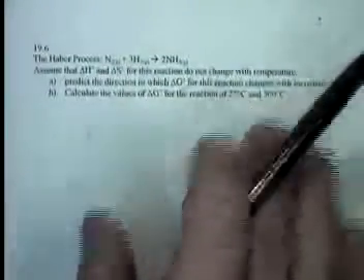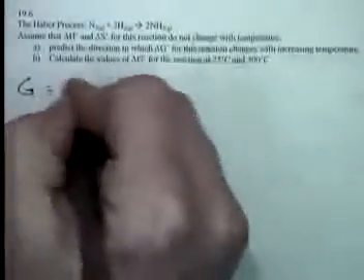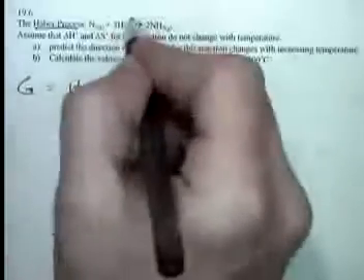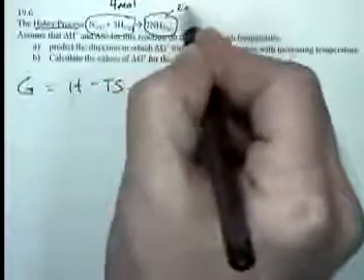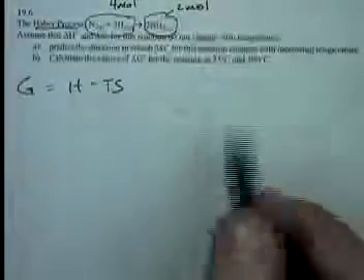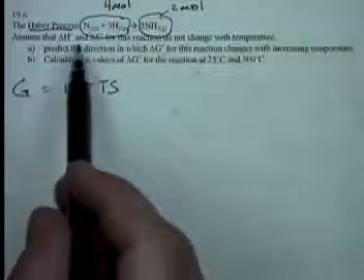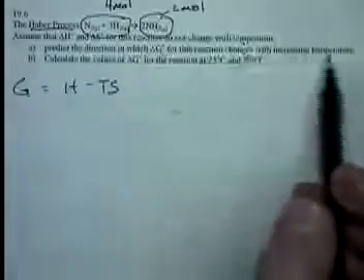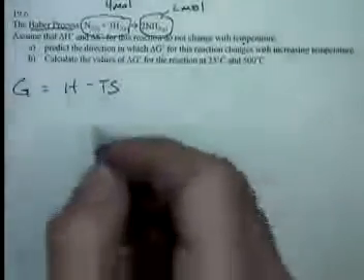Lastly, we're going to do some problems in section 19.6 involving free energy and temperature. We're going to look a little bit closer at the equation delta G equals delta H minus T delta S, and we're going to look at it for the Haber process, where nitrogen and hydrogen combine. Notice they're both gases, so there are 4 moles of gas on this side, and they make ammonia, and there are 2 moles of gas on this side. First of all, we're told to assume that delta H and delta S do not change with temperature, and predict the direction in which delta G of this reaction changes with increasing temperature. What happens with increasing temperature?